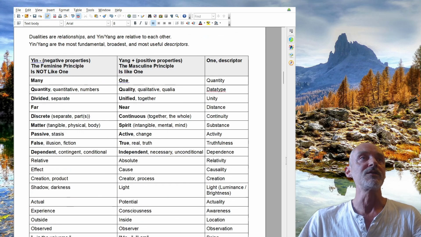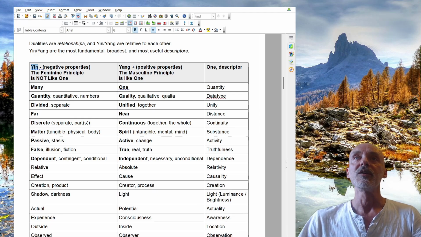Well, the best way is to build a table of dualities. We have one category, which is the yin category, and we have the yang category. And then we just take a bunch of dualities and we figure out which category the two halves should go in. So if we start out with the concept of many and one, which is quantity, then we find that many goes in the yin category and one goes in the yang category. So how do we figure this stuff out?